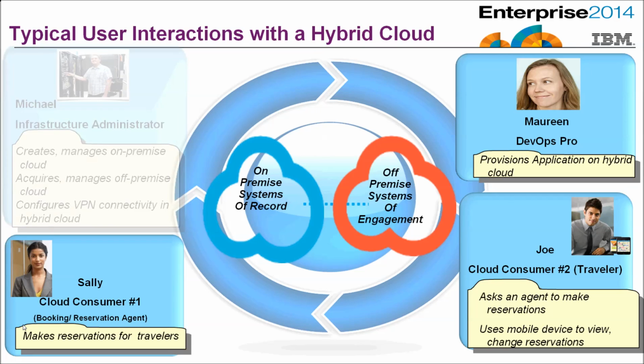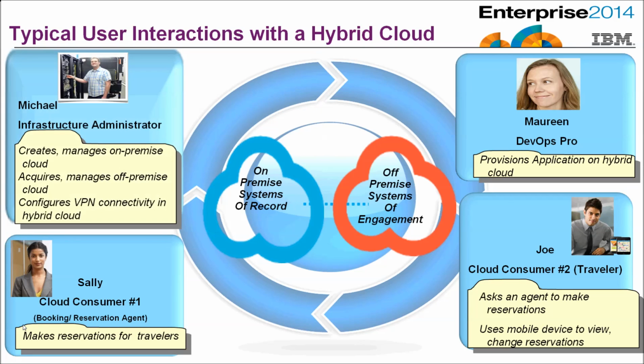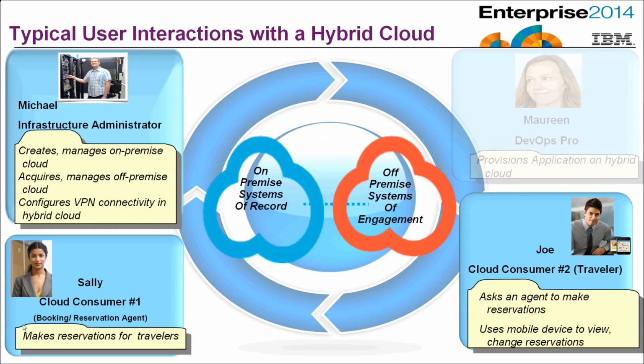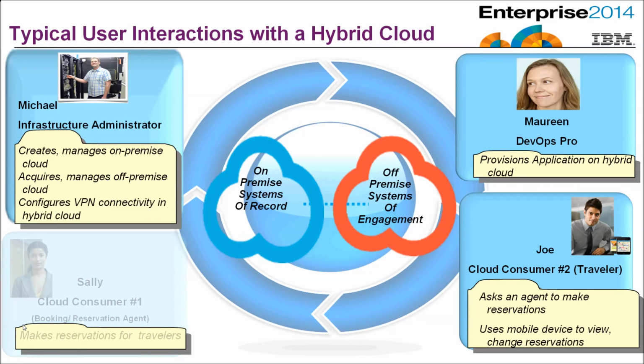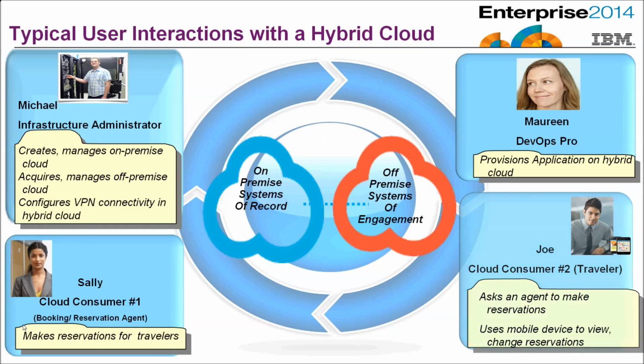Michael, the infrastructure admin, needs to manage the off-premise and on-premise cloud resources. Maureen, the DevOps pro, needs to provision applications. And finally, Joe and Sally are the typical cloud consumers who interact with the application in different ways.